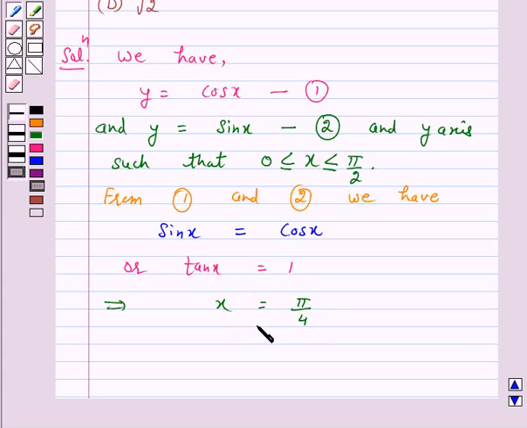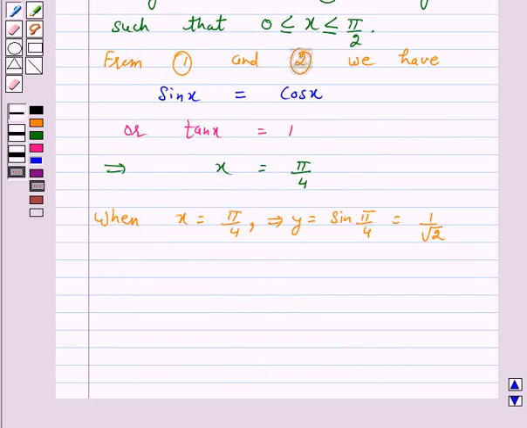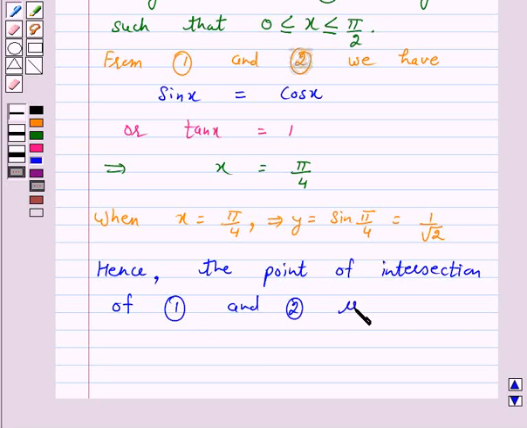Now x is equal to pi by 4 lies in the closed interval 0 to pi by 2. So when x is equal to pi by 4, y is equal to sin x implies y is equal to sin pi by 4, which is equal to 1 over root 2. Hence the point of intersection of 1 and 2 is pi by 4, 1 over root 2.